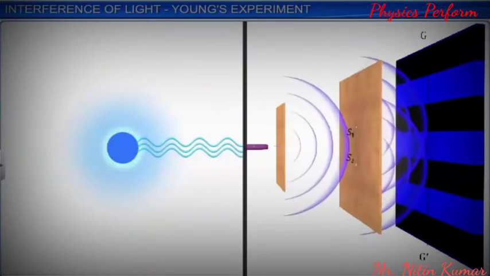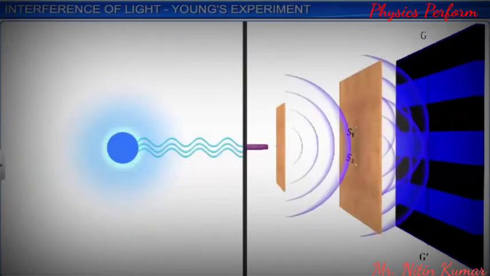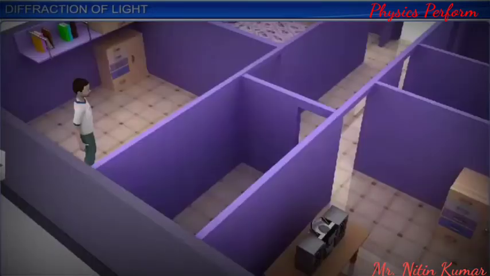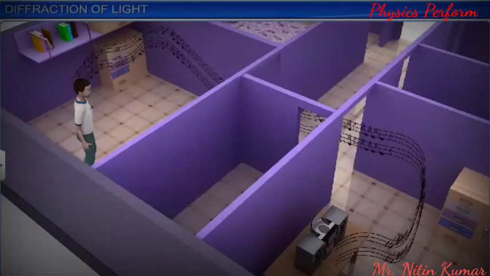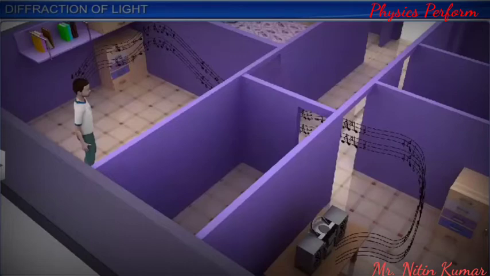Since laser light is coherent, we observe an interference pattern when S1 and S2 are illuminated by laser light. Let us consider a home setup where the music is audible from the adjacent room. How can we hear sound when we cannot see the sound player? This is because the sound waves bend around the corners to reach our ears. This phenomenon of bending of waves around an obstacle in their path is known as diffraction. All types of waves exhibit this phenomenon.